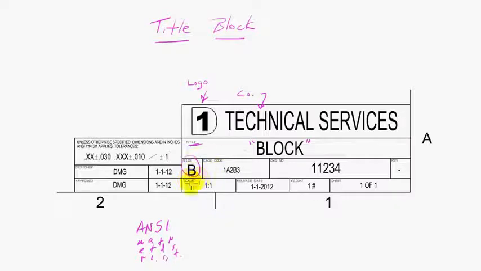And if they're ISO or DIN, they'll have different letters. They have A1 and etc. And that just tells you the size paper that the original drawing, as it was drawn, was intended to be printed on. Over here, we have the scale.